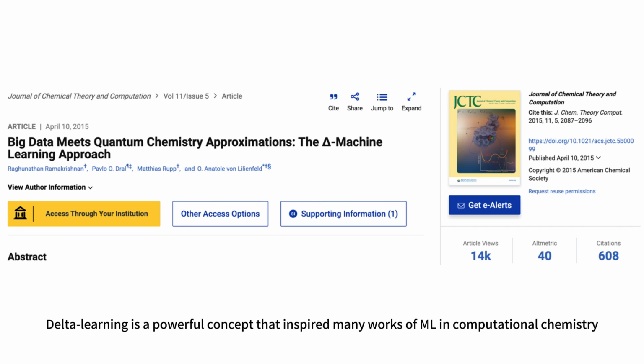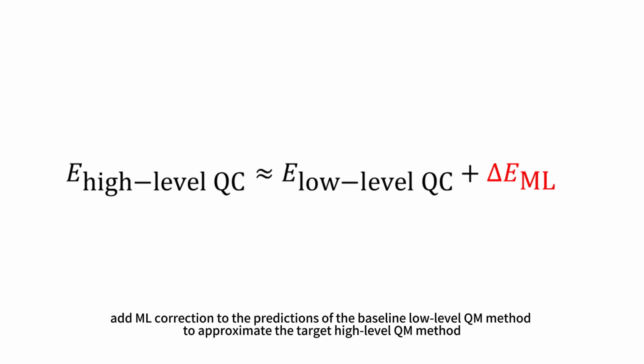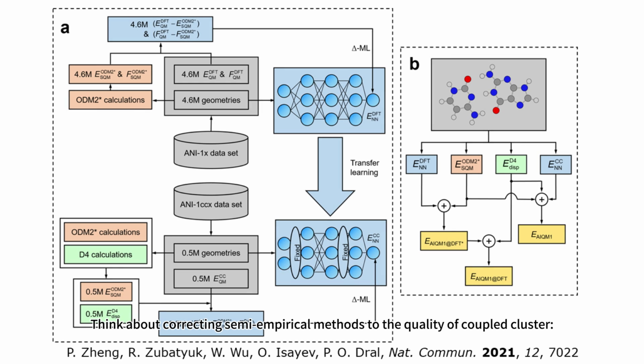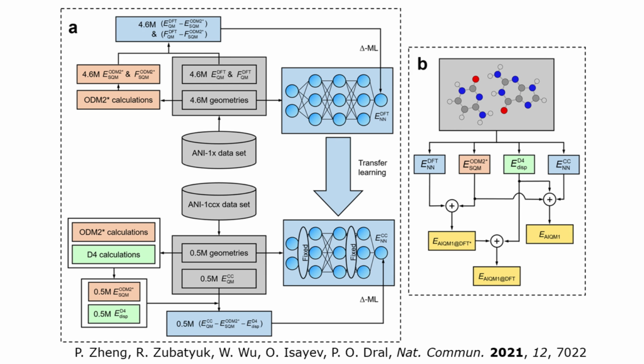Delta learning is a powerful concept that inspires many works of machine learning and computational chemistry. The idea is simple. Add a correction to the prediction of the baseline low-level QM method to approximate the target high-level QM method. Think about correcting semi-empirical methods to the quality of coupled cluster. This is exactly what we have done in the AIQM1 method.